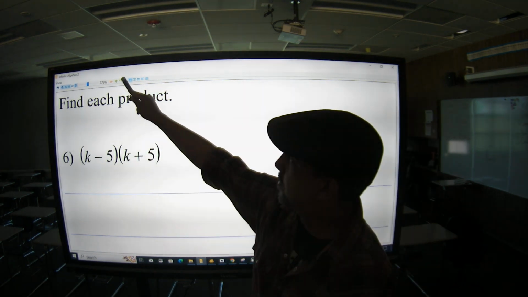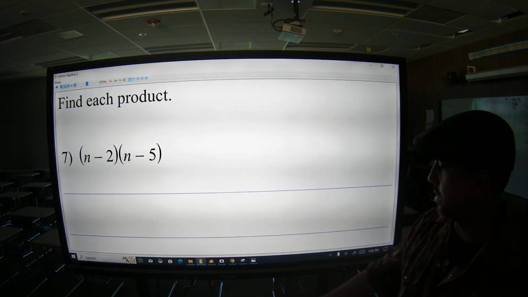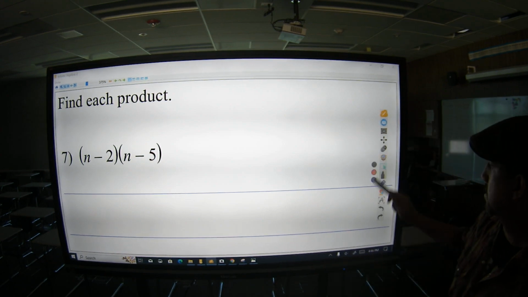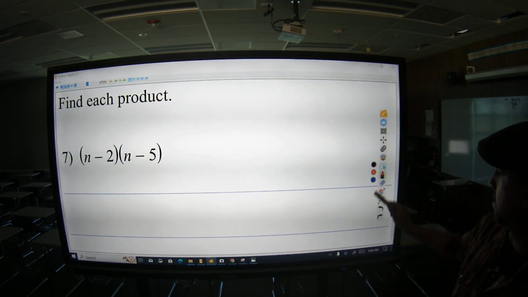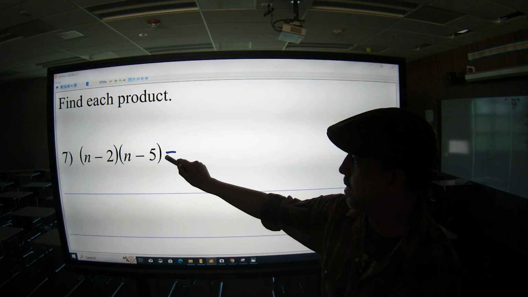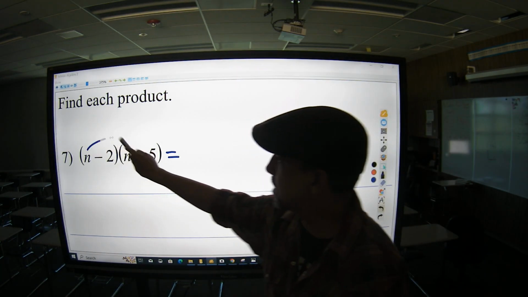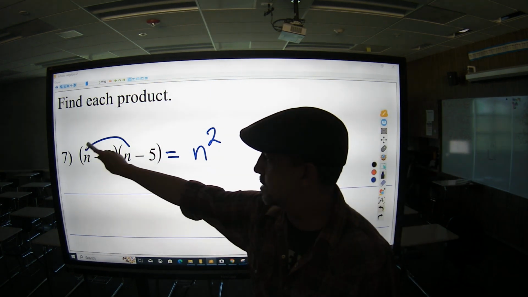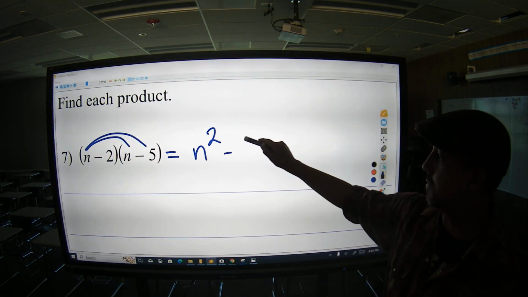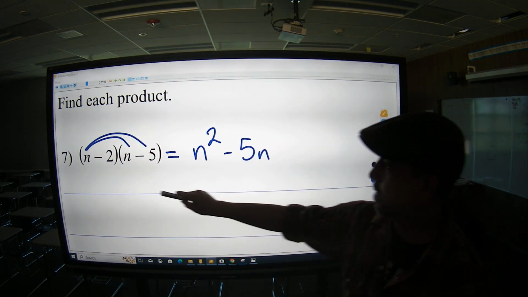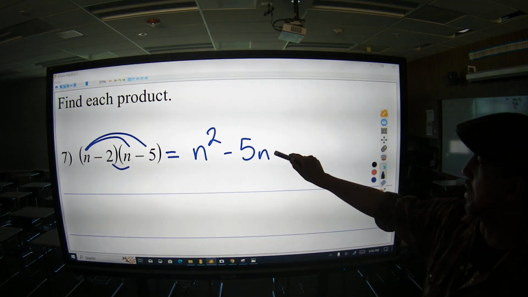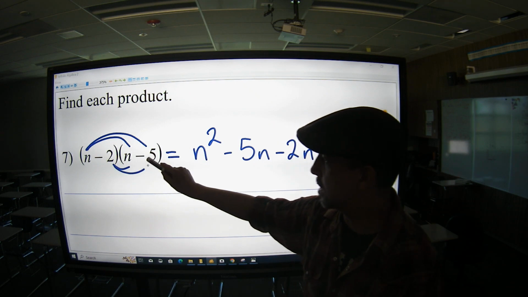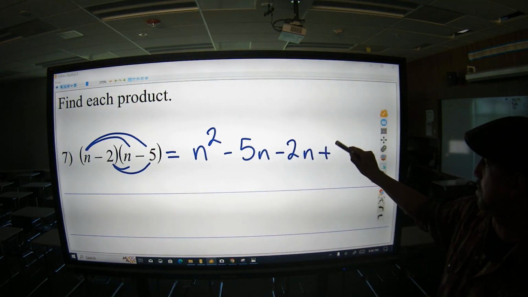For the next example, it looks like we finally have two terms where the linear term will not cancel out. So let's work this one out and see what we get. If we do n times n, we get n squared, of course. And now if I get n times negative 5, we get negative 5n. Negative 2 times n gives me negative 2n. And then if I do a negative 2 times a negative 5, that gives me positive 10.